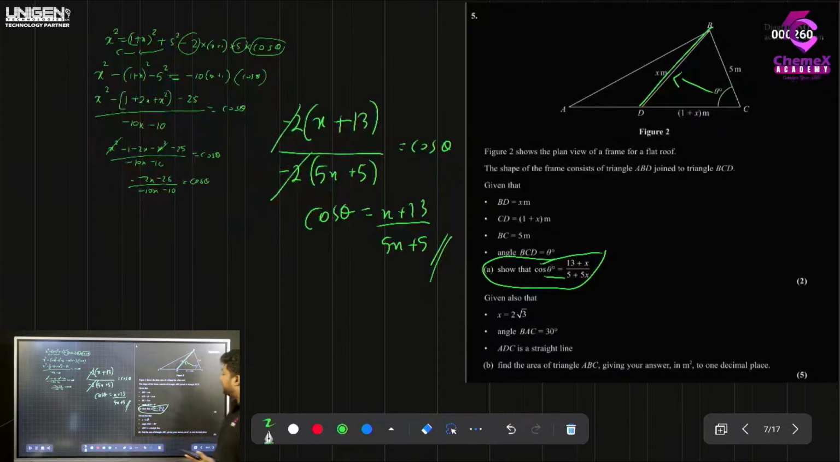Given that x is equal to 2 root 3, angle BAC is 30, ABC is a straight line. Find the area of the triangle ABC. They are asking for the area of ABC. How do you do it? x is given as 2 root 3.